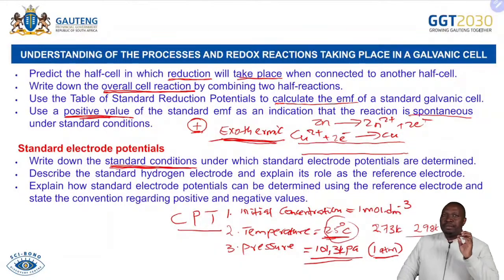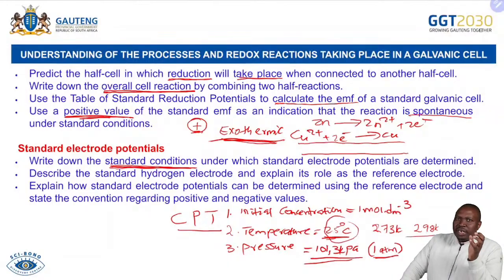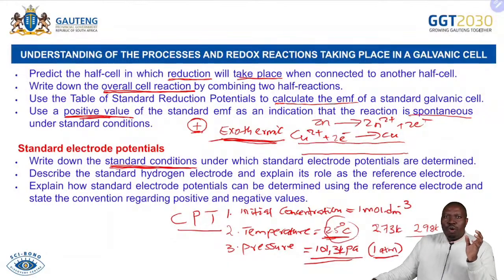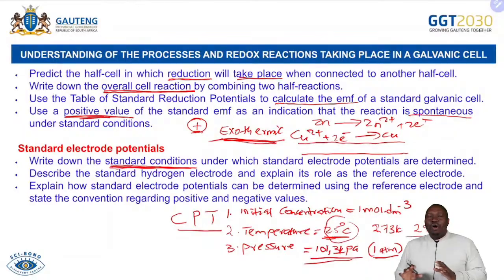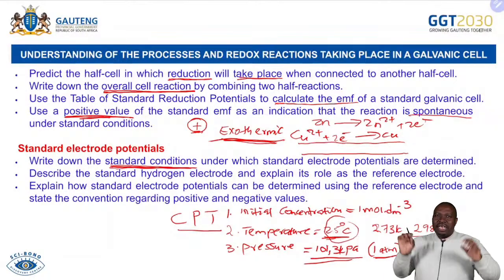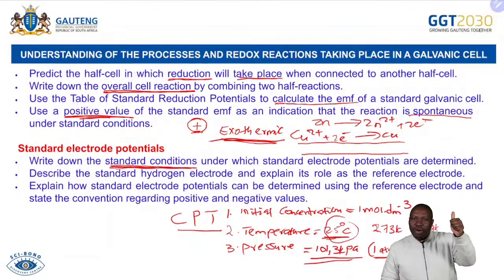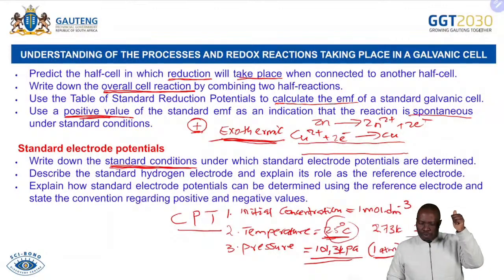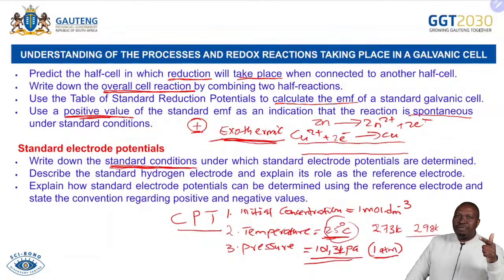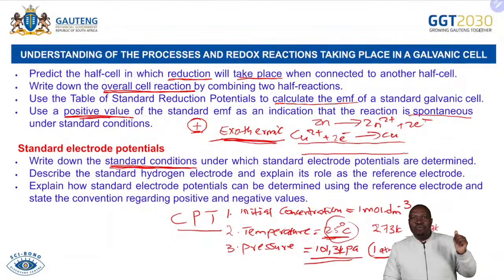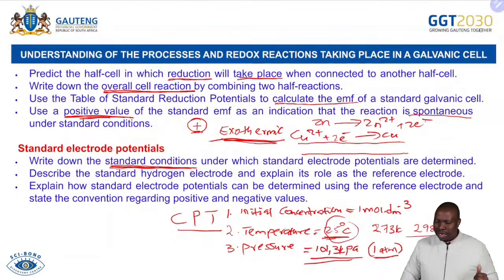So we're saying the values that you see on the table of standard reduction potential, those values are based on these conditions. If this condition changes, everything changes. So it's important that whatever we are doing, we do it under standard conditions, which is initial concentration of 1 mole per cubic decimeter, temperature of 25 degrees Celsius, pressure of 101.3 kilopascals or 1 atm.